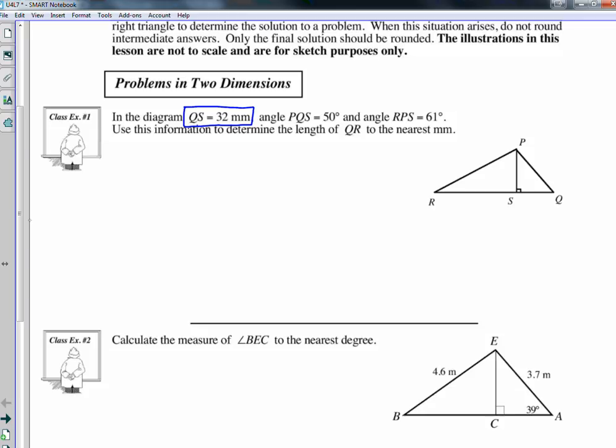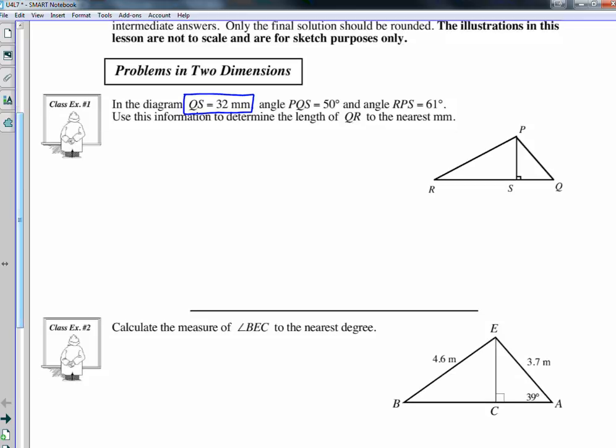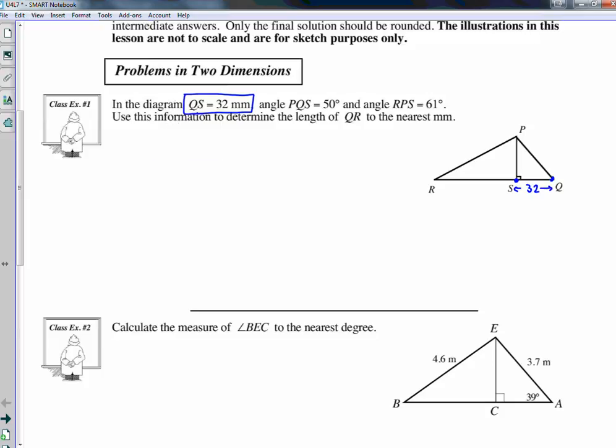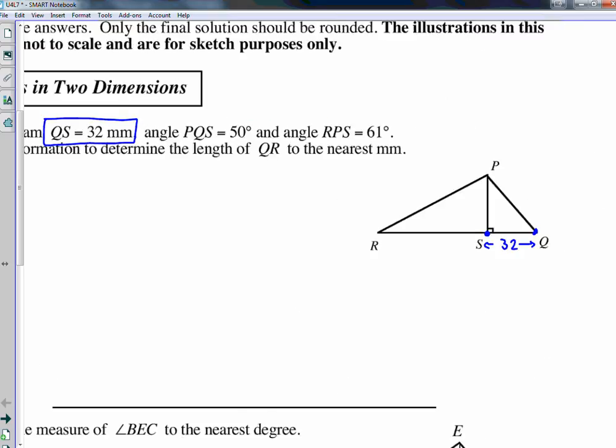259. Okay. So QS. QS is 32. So it means connecting Q to S is 32 millimeters. Okay, just this length from Q to S is 32. Can you see that already at the back? A little bigger. Okay, angle PQS is 50.